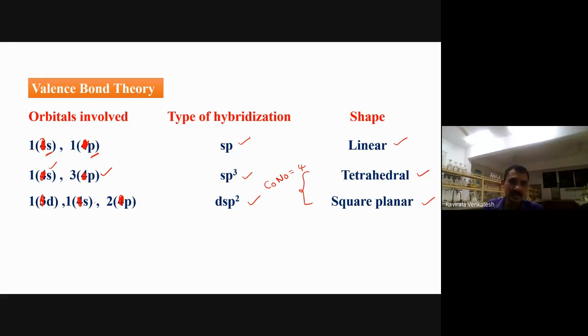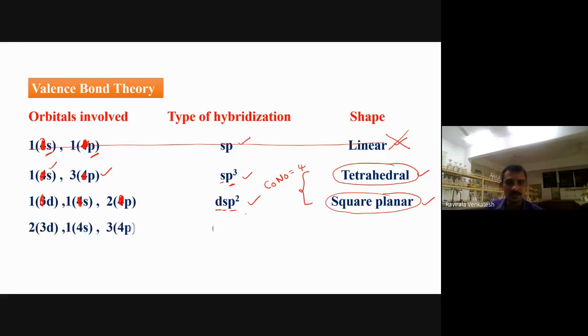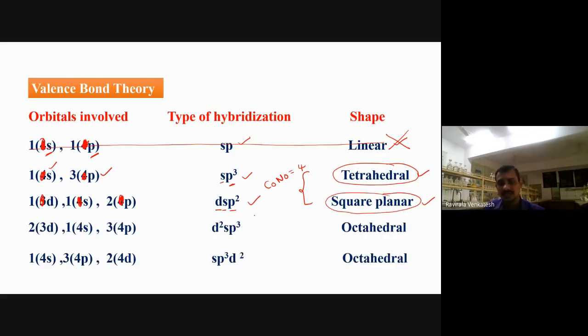Now how do we get these hybridizations? If one d orbital, one s orbital and 2 p orbitals mix, they give 4 dsp2 hybrid orbitals. If one s orbital and 3 p orbitals mix, we get sp3 hybridization. From the examination point of view, we don't have any problems related to linear, so leave it. We only have tetrahedral, square planar and octahedral. These 3 are very important for us.